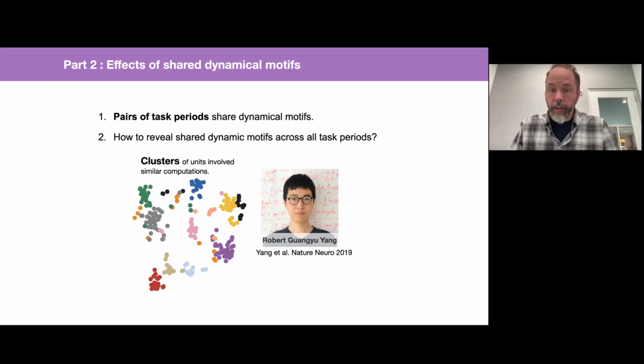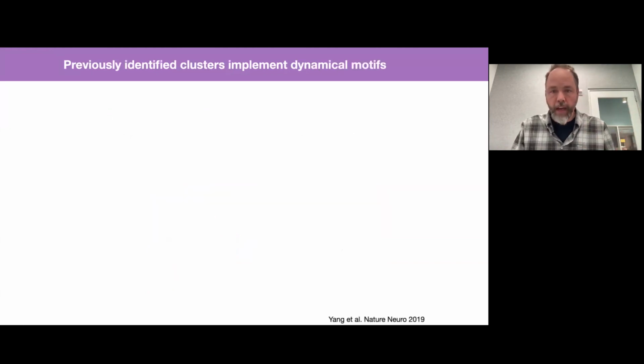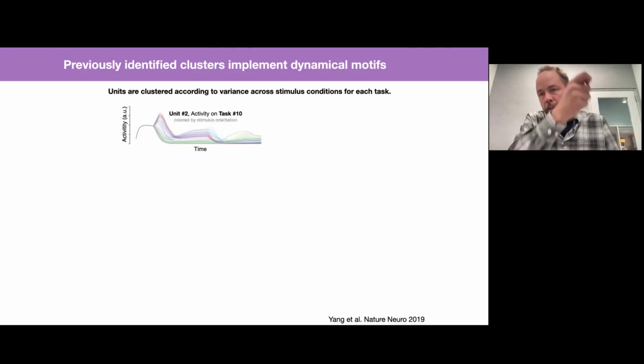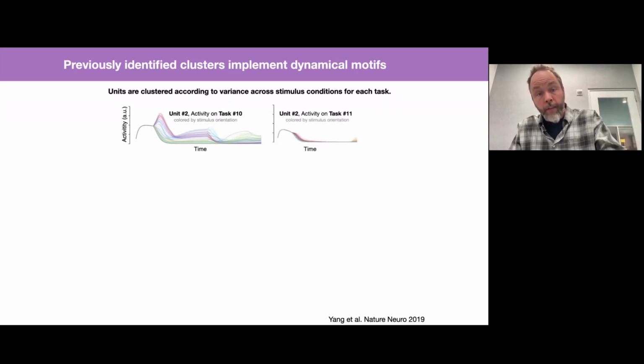And here we build again heavily on Robert Yang's work, where he discovered that there are actually clusters of units that involve similar computations. There's a sort of modularity in the neural network that comes out of the tasks. What he did is he said, well, I'm going to look at the variance of a unit. Pick a unit in the network, call it unit 2, and just ask, as a function of all the different tasks, what is the variance of the unit? Because for example, unit 2 in task 10 has a lot of variation, but in task 11, it's not doing very much. So you can sort of surmise that during task 10, this unit is more active. It's probably more part of the computation.